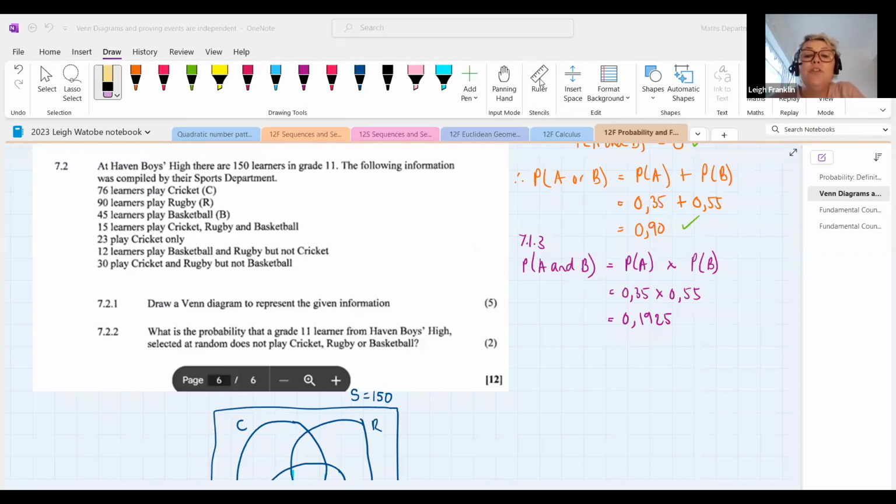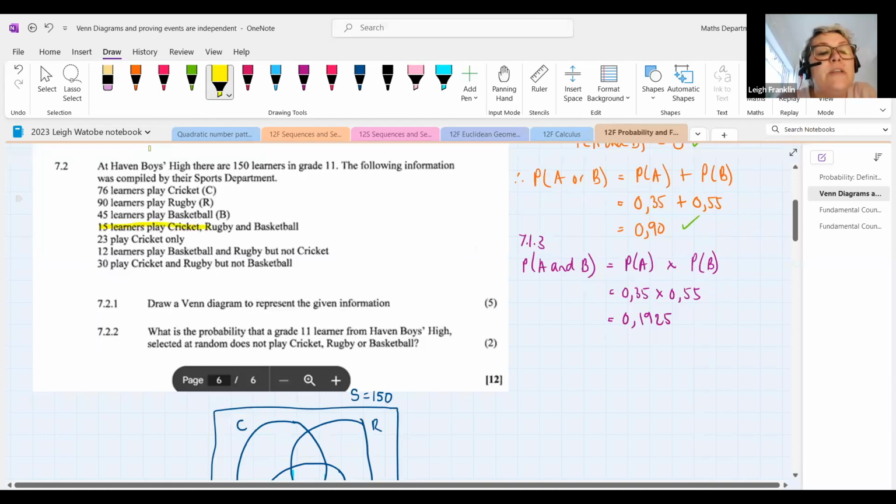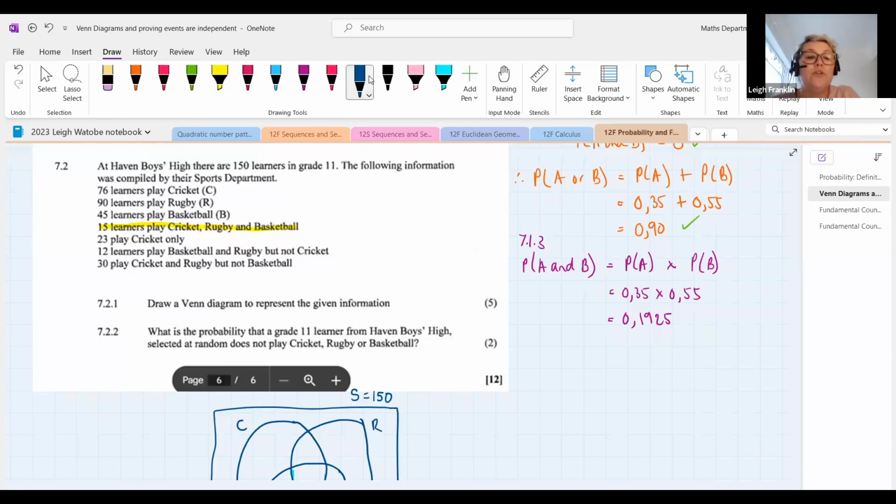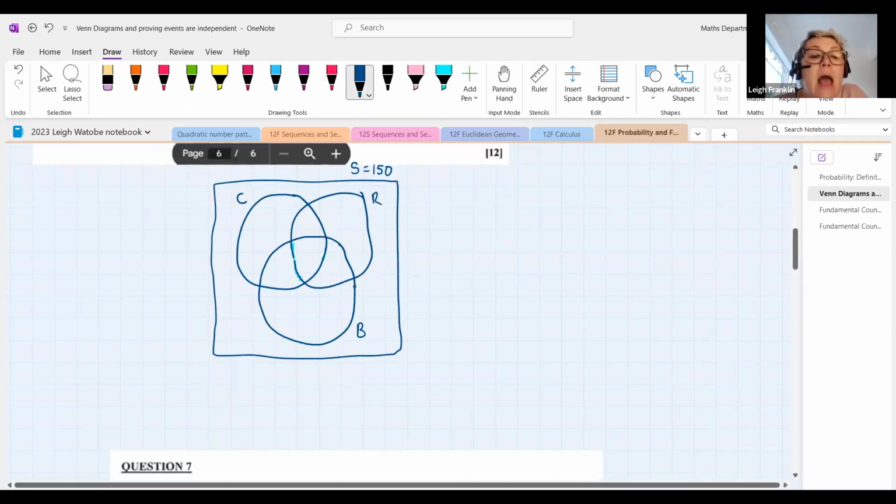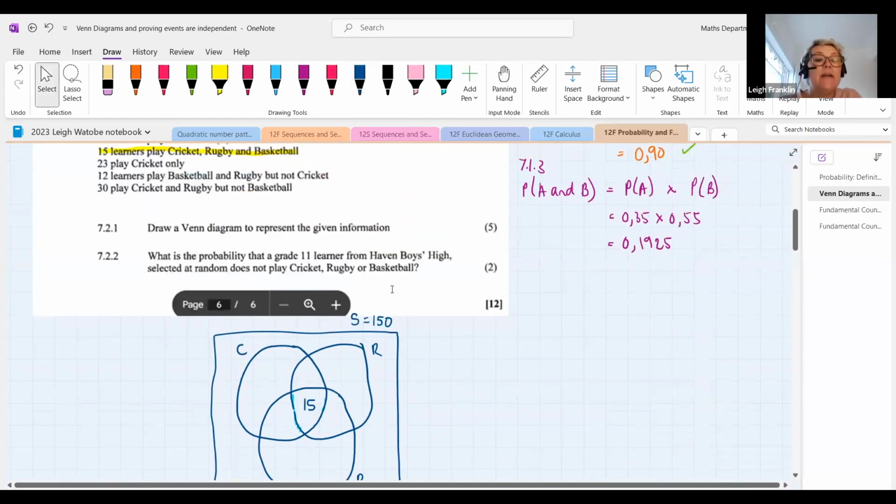All right. So I'm sure your teachers taught you this last year. When you read the information that they give you, go through each row carefully and try and find one that says all three. Okay, so start with that first. Can you see here, in this row, we've got 15 learners play cricket, rugby, and basketball. We always want to start in the middle and work our way to the outside. So 15 is going to go there.